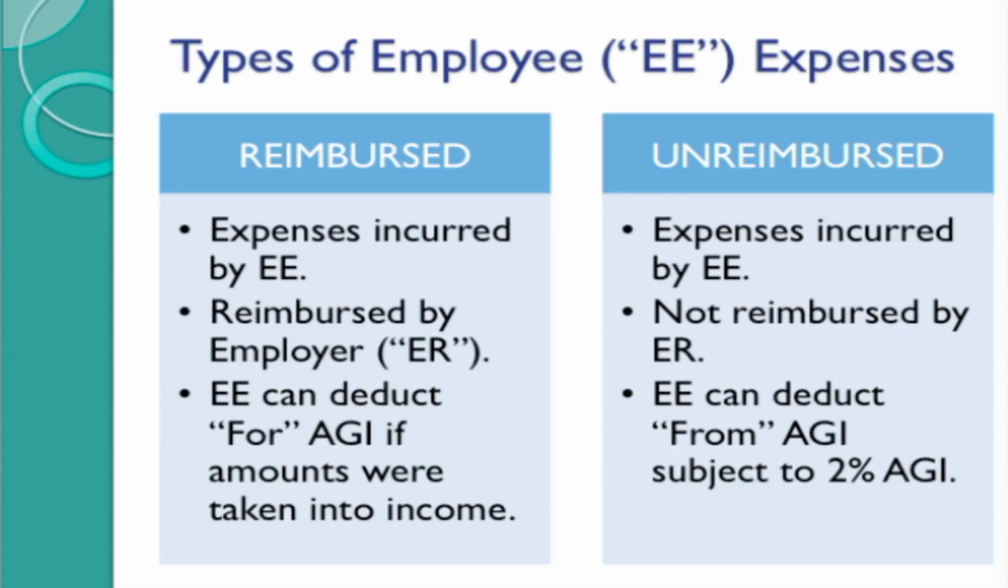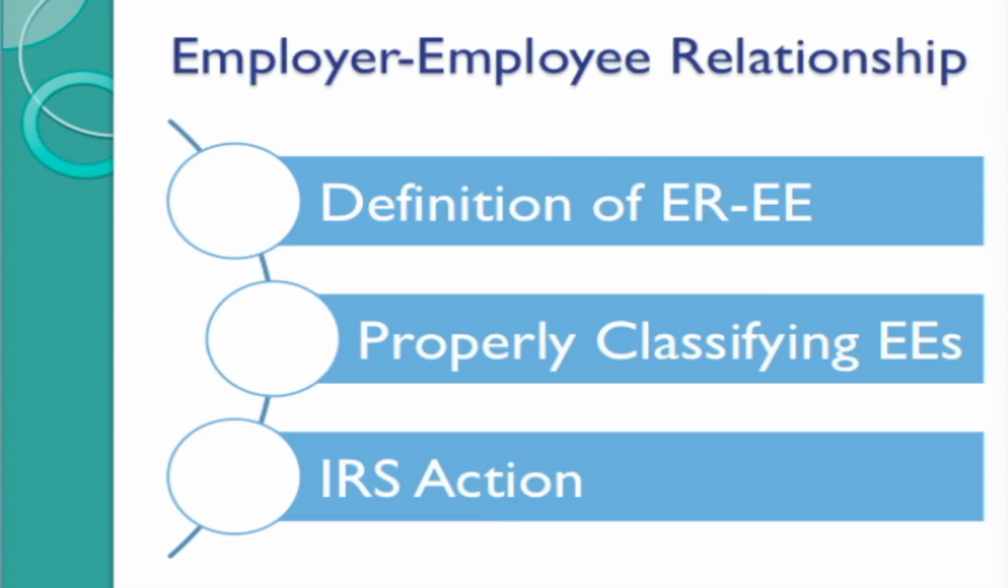Now, obviously, if it's unreimbursed, then you have expenses incurred by the employee that are not reimbursed. At that point, an employee can deduct them subject to the 2% miscellaneous deduction floor. So you add this to the other miscellaneous deductions, you take that 2% floor away, and that leaves you with your from AGI deduction related to these employee expenses.